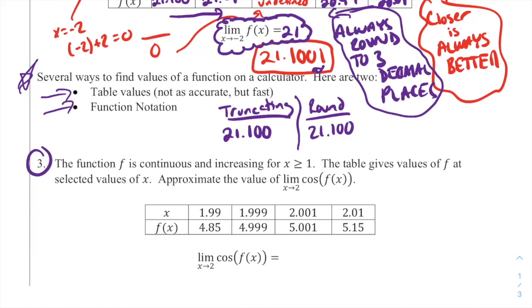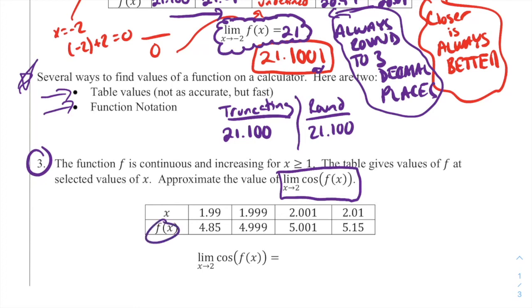The function f is continuous and increasing for x greater than or equal to 1. The table gives values of f at selected values of x. Approximate the value of the limit as x approaches 2 of the cosine of f of x. All right, well, let's see what happens.